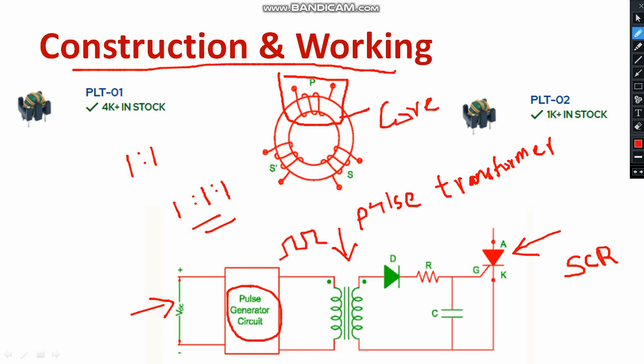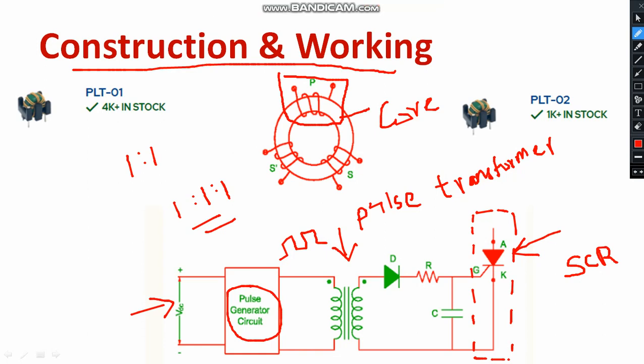But we have to transfer the pulses from one circuit to another circuit, and also we need to maintain the isolation between the two circuits. The circuit which contains the SCR will be the power circuit. Look at this, that will be purely the power circuit. But the circuit which contains the generation of the signal will be a signal level circuit.